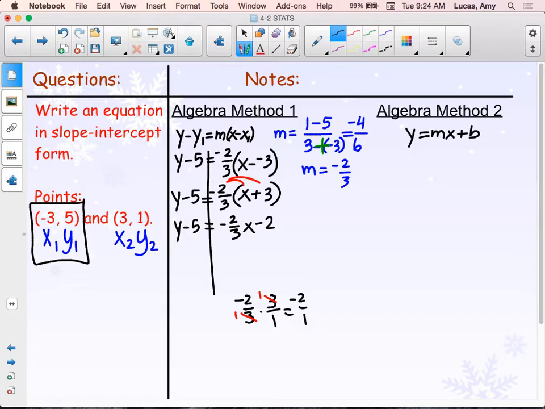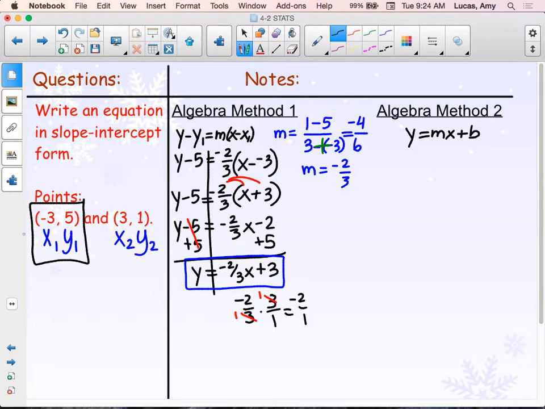Then, because this is not in slope-intercept form yet, I need to add 5 to get the y all by itself. So I'm using point slope and I'm converting it into slope-intercept, because my final answer needs to be in slope-intercept form. So negative 2 plus 5 is positive 3. So here is my slope-intercept equation for the line through the points negative 3, 5 and positive 3, 1.